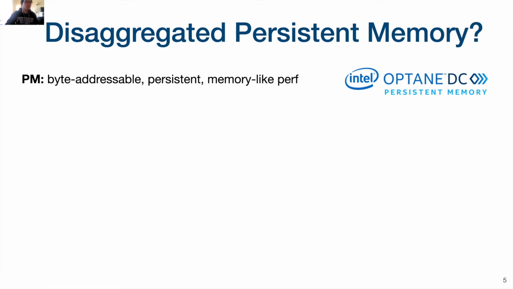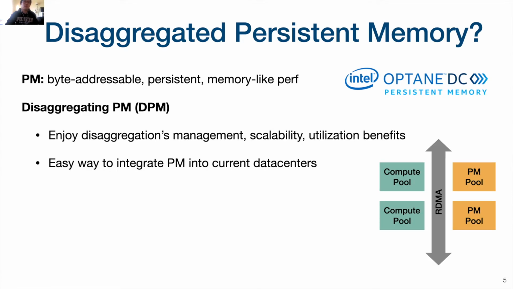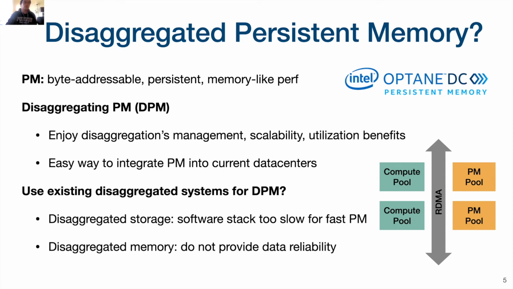So how about persistent memory, or PM? If we can disaggregate the PM, we can enjoy many benefits of disaggregation. It will also be an easy way to integrate PM into current data centers. Can we use existing disaggregated systems for disaggregated PM, or DPM? The answer is no, because current disaggregated storage systems are designed for SSDs and hard disks. Their software stack will be too slow for PM. On the other hand, disaggregated memory systems do not provide durability or reliability and cannot be used to build reliable data stores. So how shall we build DPM?